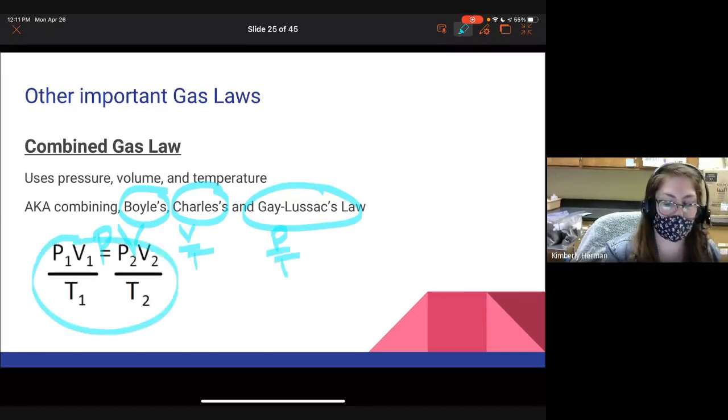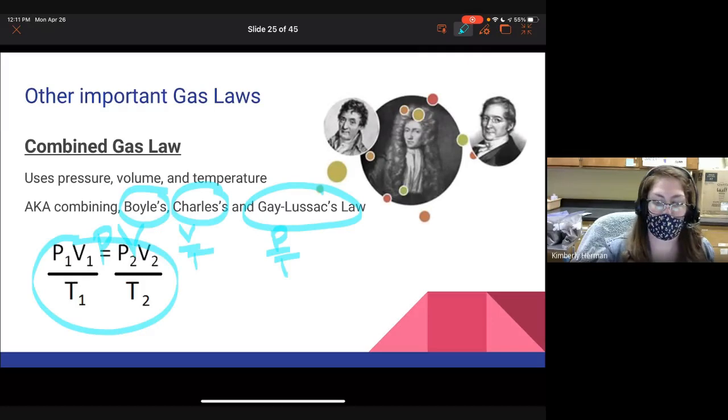So we can notice that the formula looks very similar. We have our P1V1 on top like Boyle's, we have our P1 over T1 like Gay-Lussac's, and then our V1 over T1 like Charles'. Remember, the ones represent our initial conditions, whereas the 2 represents our final conditions. So we're pretty much just putting Charles', Boyle's, and Gay-Lussac's together for our combined gas law.